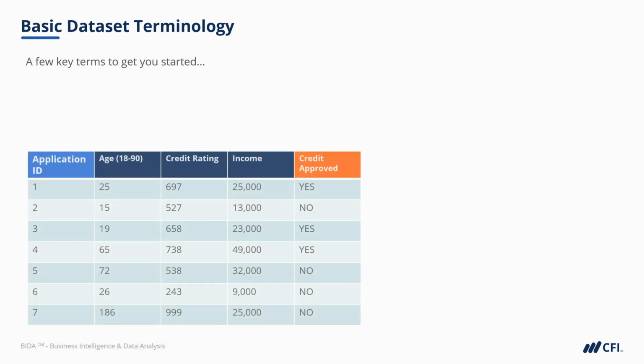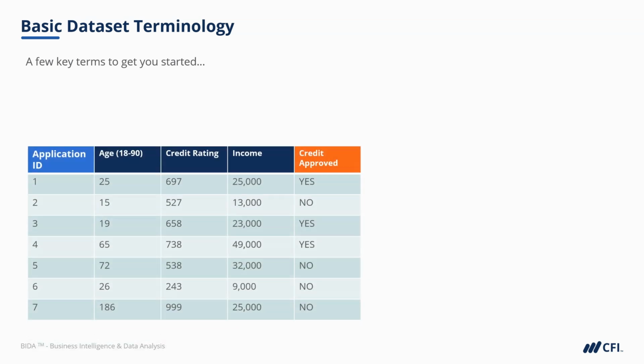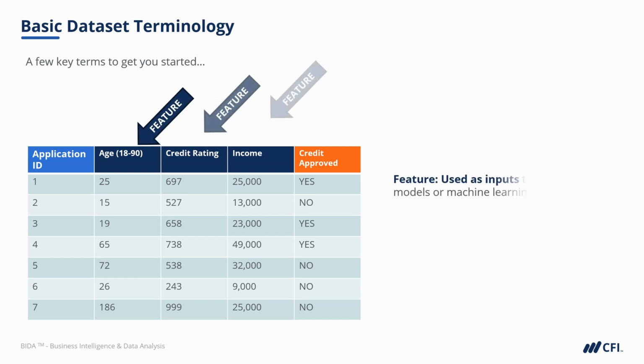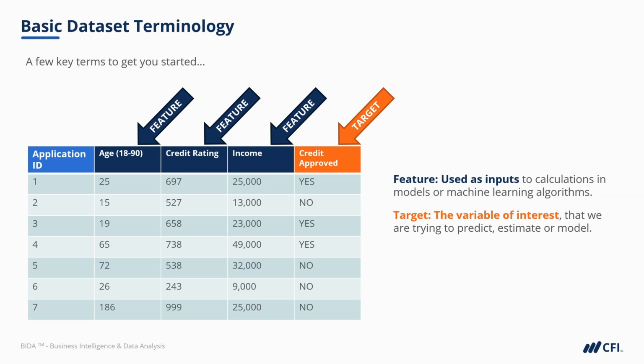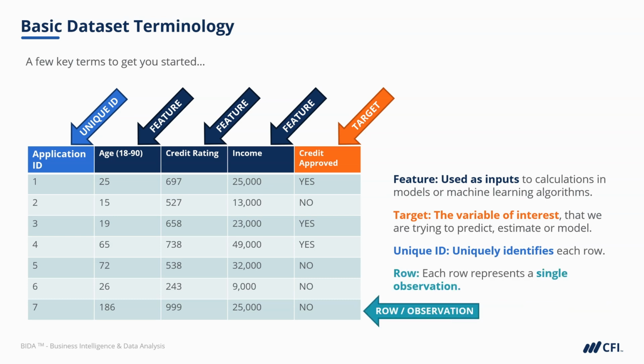As we know, our supervised machine learning datasets have one or more inputs, which we call features. Supervised machine learning problems have a target variable, which represents the one we're trying to predict, estimate, or model. Our tables may also have a unique ID, which just helps us uniquely identify each row. And within this table, each row represents one single observation. So these are some of the key terms you'll see a lot in this chapter.